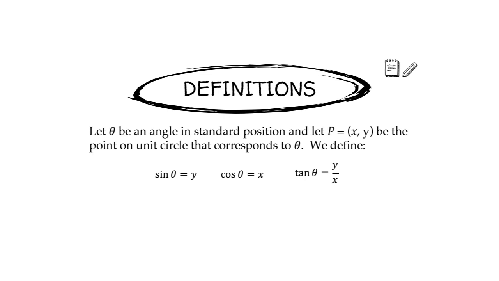If theta is an angle in standard position, and P is a point on the unit circle that corresponds to the terminal side of that angle, we define sine as the y-coordinate, cosine as the x-coordinate, and tangent as the ratio between the y and the x.